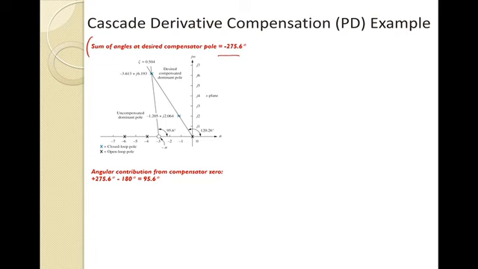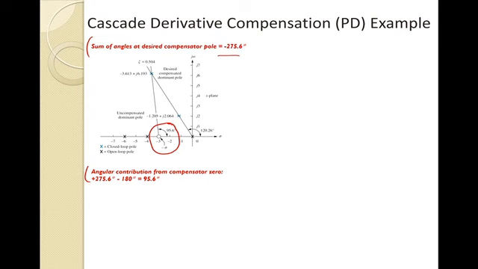Well, what I need to do is find the contribution of a compensator zero to actually get me on that point, because I need those angles to sum up to an odd integer multiple of 180 degrees. So I'm at 275.6, subtract that 180 from that, and I'm left with the angle of 95.6. So I can now put my compensator zero at this location.